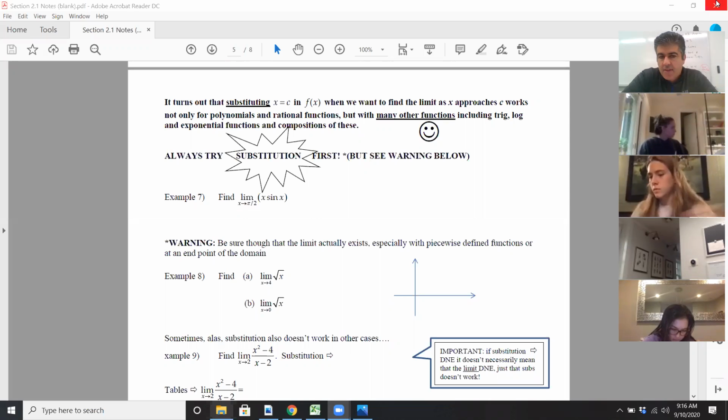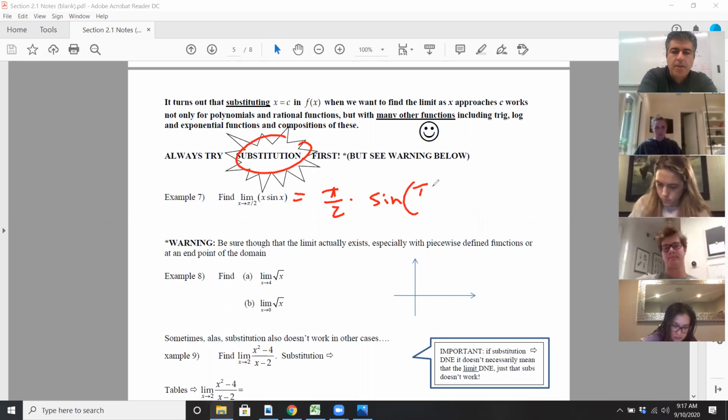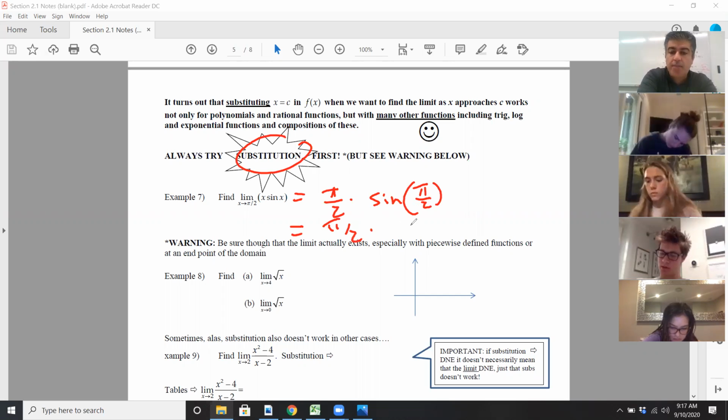So like in example number 7, that looks kind of weird, x times sine x. Well, we'll just substitute, right? Try substitution first. Pi over 2 times sine of pi over 2. Hopefully you remember your unit circle. That's why we had that review on the summer assignment. Sine of pi over 2 is 1. The answer is pi over 2.